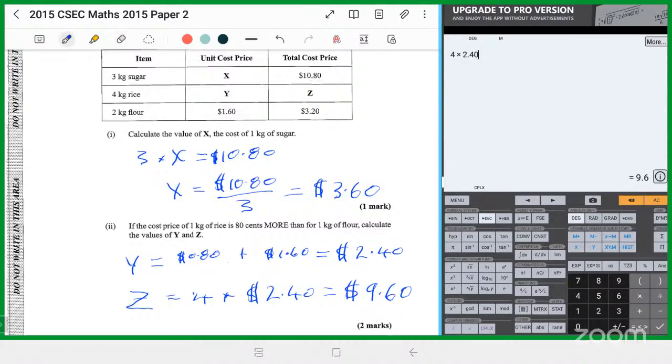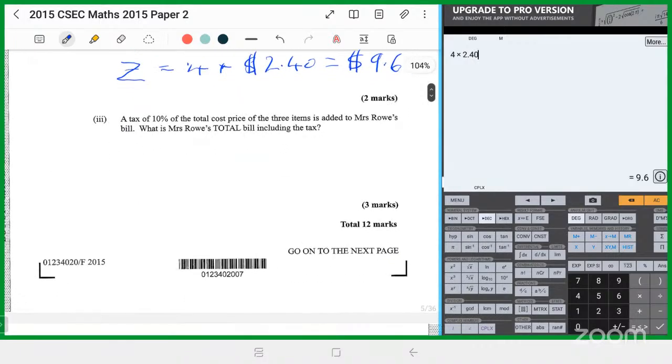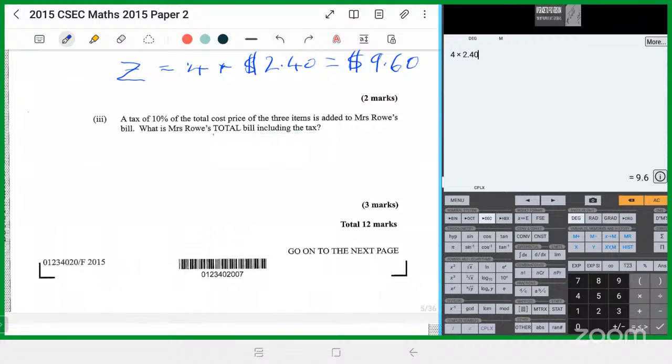Are you okay with that? Yes, sir. All right. Next part now says a tax of 10% on the total cost of the 3 items is added to Mrs. Rose's bill. What is Mrs. Rose's total bill? So the total bill is total cost plus the 10%. We can do this 2 ways. We can work out what the total cost is before the tax, and then we can work out what the tax is and add it.